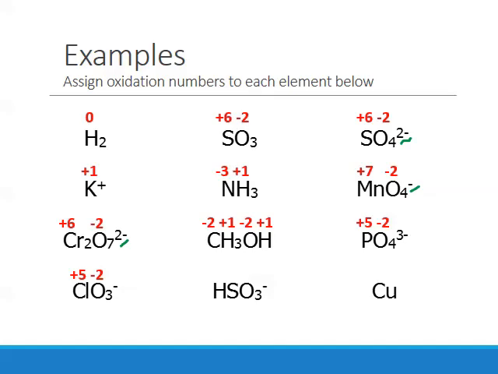HSO3-, the O's are -2. The H is +1. 3 O's would be -6. -6 and +1 would be -5. The sulfur here must be +4 to get a charge of -1 as the overall charge. And finally, copper is just the element copper. There's no charge beside it, so its oxidation state, like hydrogen at the beginning, would be 0.